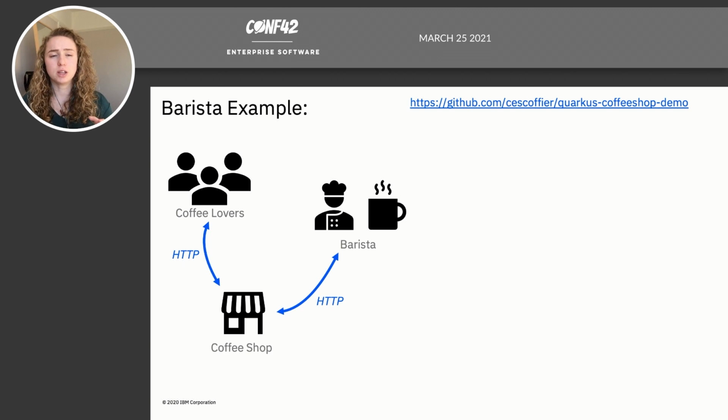made by our cousins over at Red Hat. So in this coffee example, we have coffee lovers coming in and making coffee orders via HTTP request to a coffee shop. Then the coffee shop sends that order to the baristas via HTTP again, and the baristas can make the coffee.